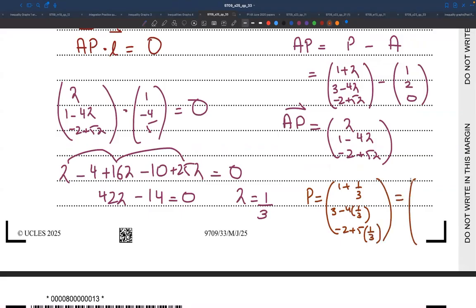So 1 plus 1 upon 3, that's 4 upon 3. 3 minus 4 upon 3, 9 minus 4 is 5, so 5 upon 3. And minus 6 plus 5 is minus 1 upon 3. And these will be the coordinates of P. You can write OP as 4 upon 3 i plus 5 upon 3 j minus 1 upon 3 k.